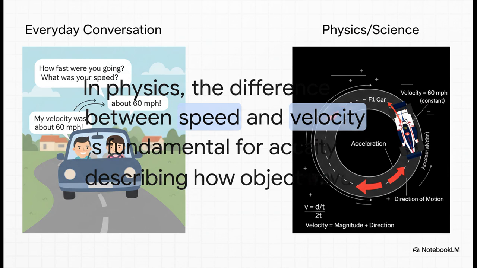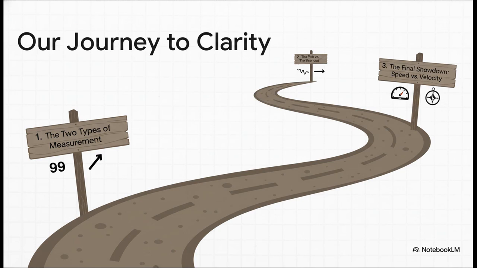But when we want to be precise, when we're talking science and really describing how things move, that little difference becomes absolutely crucial. It's one of those fundamental ideas you have to get right. So here's how we're going to break this all down. First, we'll look at the two basic ways we measure things, which is really the key to this whole puzzle. Then we'll see how that applies to the path you take versus, say, the shortcut between two points. And finally, that'll lead us right to the main event, the final showdown between speed and velocity.